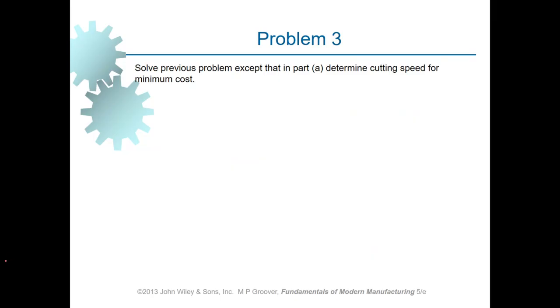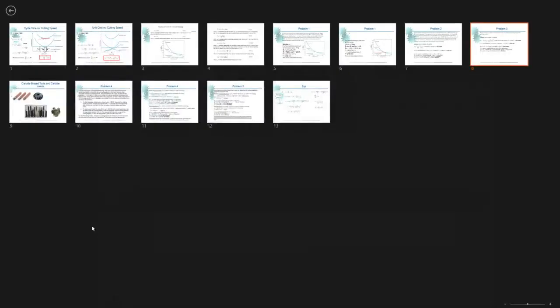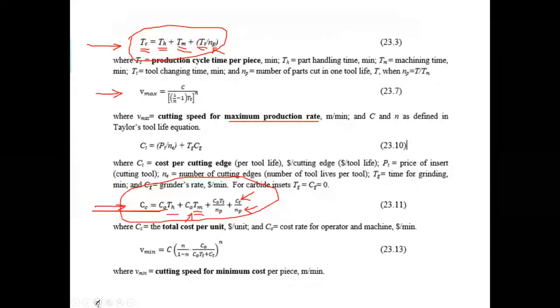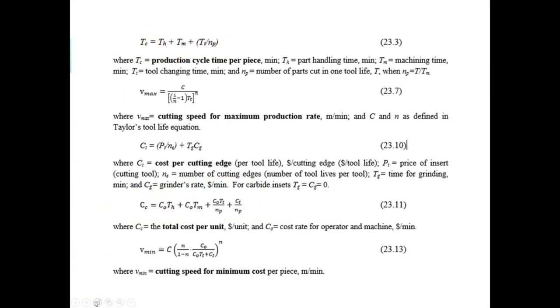The equation that we used in order to compute cutting speed, let's move on to the equation sheet right here. The equation that we used in order to compute the cutting speed in problem 2 was this one, the cutting speed giving us maximum productivity. Now we want to compute the cutting speed that is giving us minimum cost. So instead of this equation, we move on to this equation down here. Equation 2313 will be used this time.